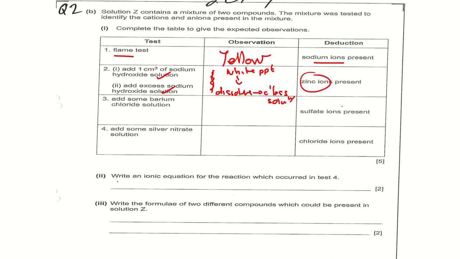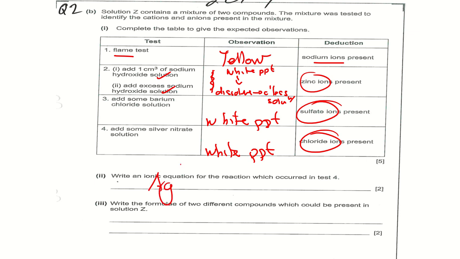Barium chloride, we had sulfate ions here. Well, barium chloride, you should know by now, with sulfate ions, gives a white precipitate. Silver nitrate with chloride ions, well, it's exactly the same as 3, a white precipitate. Ionic equation for what's happening in 4. The silver ions, which are +1, are reacting with the aqueous chloride ions, and silver chloride is produced. That's a solid. That's our precipitate.